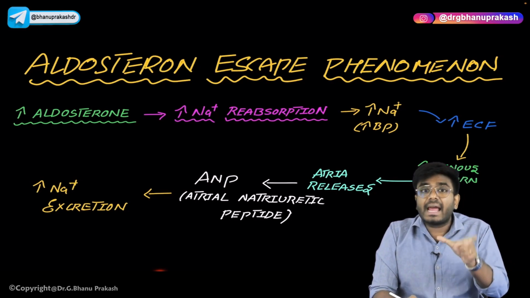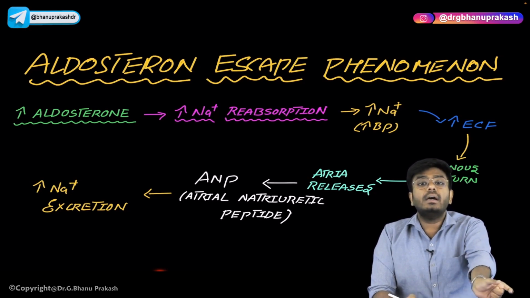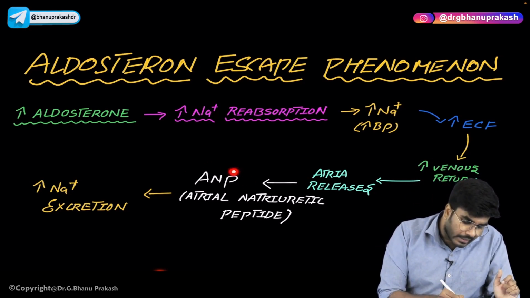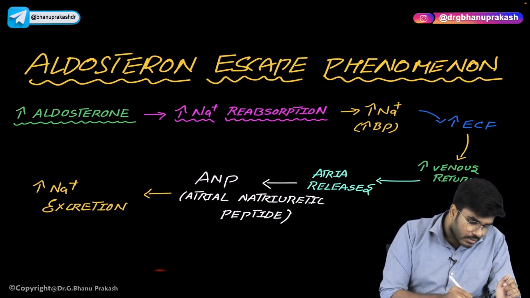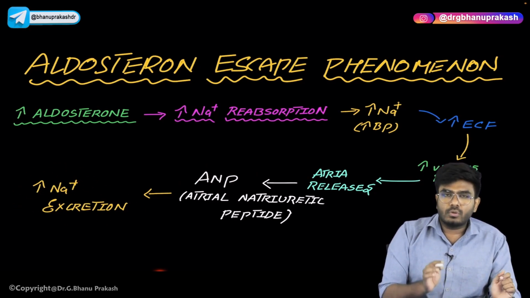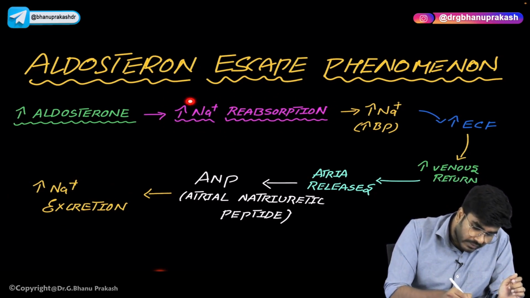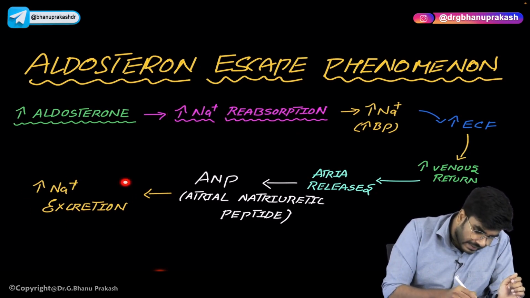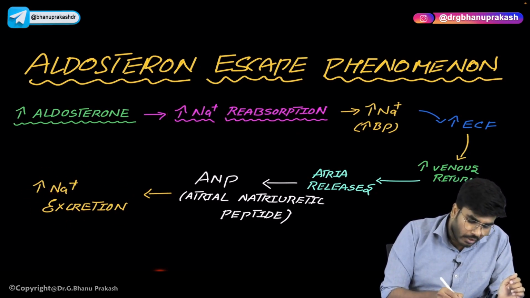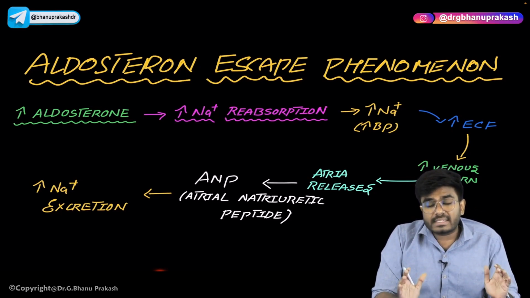The name itself indicates natriuresis: sodium should be excreted in the urine. So this atrial natriuretic peptide will come and act on the nephron and increase the sodium excretion. Please concentrate here: whatever extra sodium is getting reabsorbed under the influence of aldosterone, all that extra sodium is again getting excreted because of atrial natriuretic peptide. This is known as the aldosterone escape phenomenon.